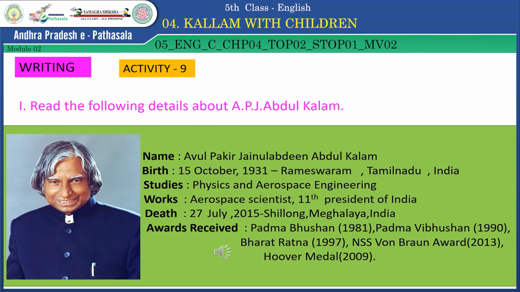Writing. Activity 9. Read the following details about APJ Abdul Kalam. Kalam's full name is Avul Pakir Jainulabdeen Abdul Kalam. He was born on 15th October 1931 at Rameshwaram in Tamil Nadu. He studied physics and aerospace engineering. His works are Aerospace Scientist, 11th President of India. He died on 27th July 2015 at Shillong in Meghalaya. He received awards: Padma Bhushan in 1981, Padma Vibhushan in 1990, Bharat Ratna in 1997, NSS Von Braun Award 2013, Hoover Medal 2009.